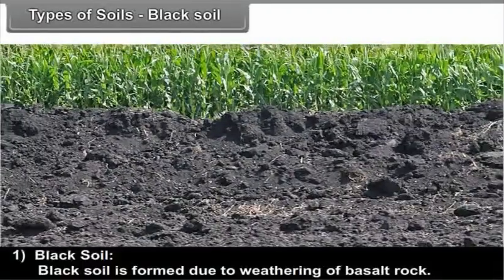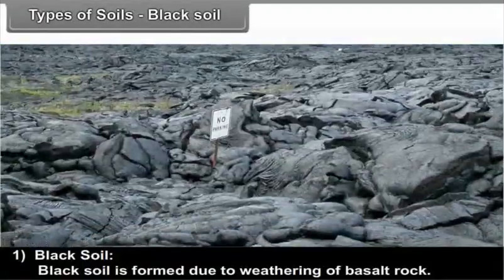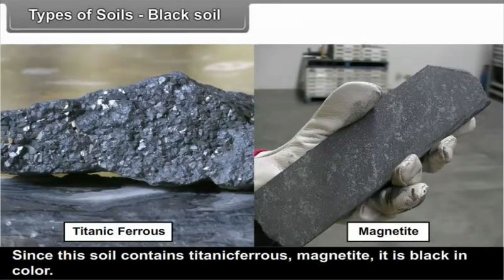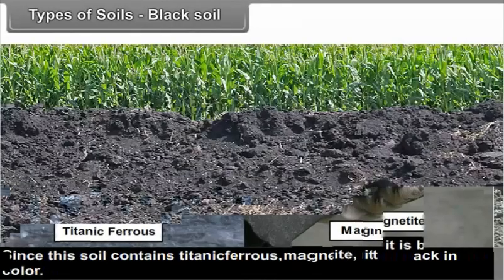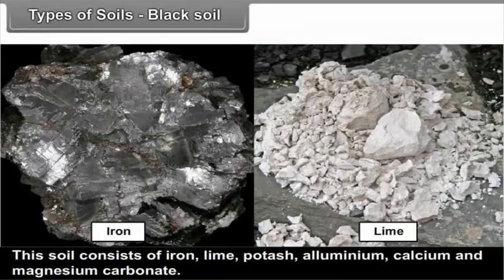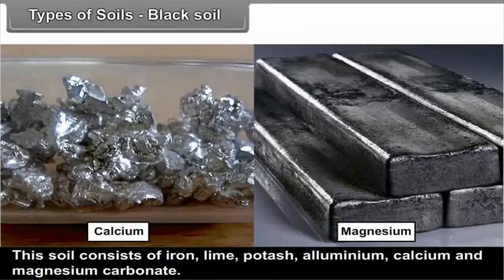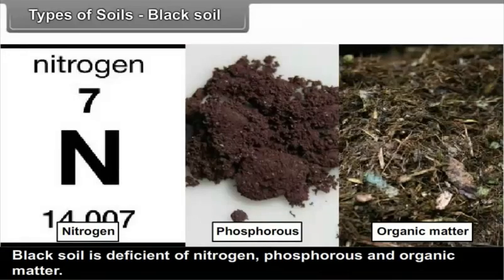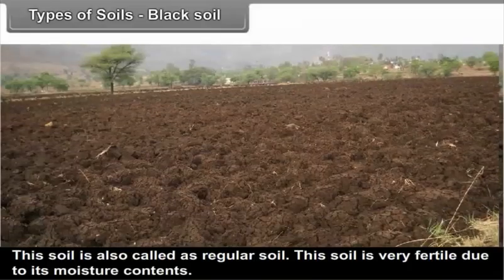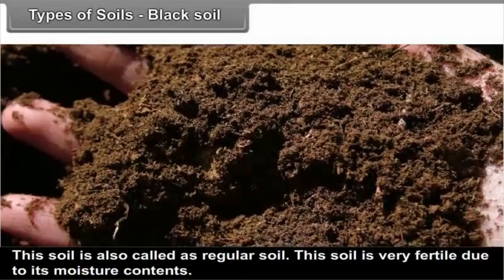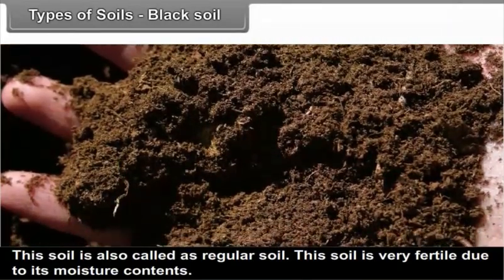Black soil. Black soil is formed due to weathering of basalt rock. Since this soil contains titanic ferrous magnetite, it is black in color. This soil consists of iron, lime, potash, aluminium, calcium, and magnesium carbonate. Black soil is deficient of nitrogen, phosphorus, and organic matter. This soil is also called Regur soil. This soil is very fertile due to its moisture contents.